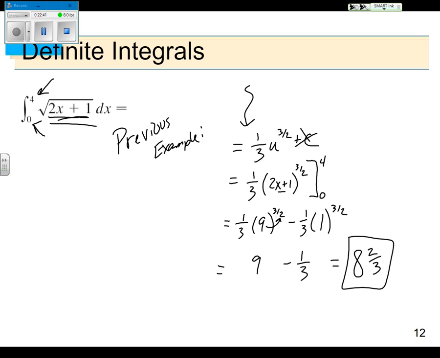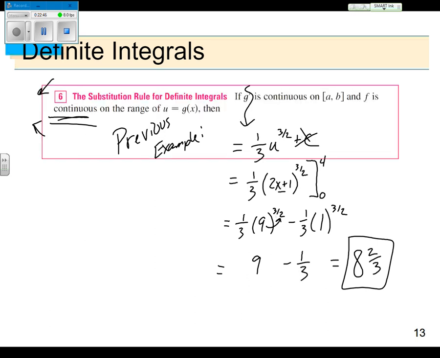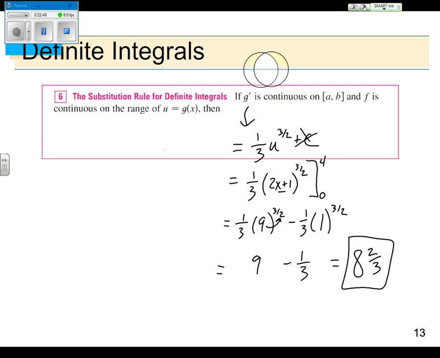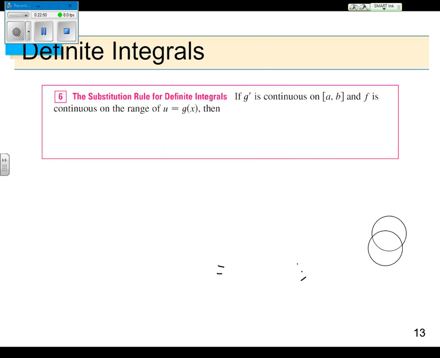So that way is not bad, but I'm here to tell you that there's another way. You don't necessarily have to go back to the x's. And so let me show you that way.